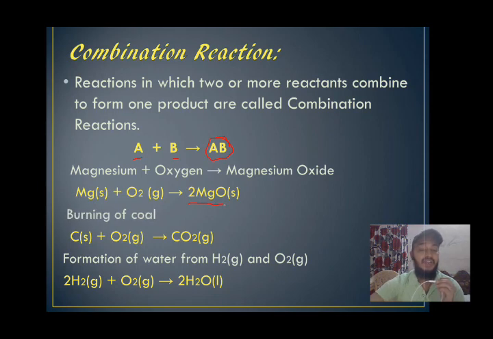Next is burning of coal. In this reaction you can see that carbon, which is a solid, when it reacts with oxygen, which is a gas, carbon combined with oxygen and forms CO2 gas. So this is again an example of a combination reaction. The third one is formation of water from hydrogen and oxygen.